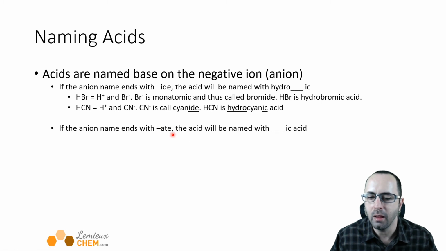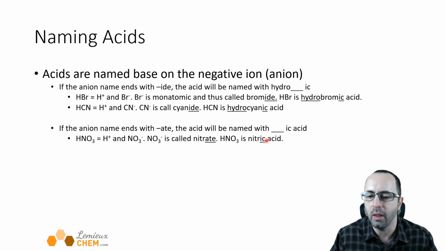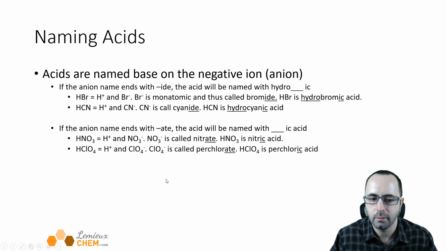If the negative ion's name ends with ate, so if it's a polyatomic ion that ends with ate, the name will end with ic acid. So HNO3 has the H plus ion and the NO3 minus ion. This is called nitrate. So HNO3 is called nitric acid. No hydro. Hydro is only if the anion's name ends with ide. HClO4 has the H plus ion and the perchlorate ion. The per stays here. The ate becomes ic in the acid name, and we call HClO4 perchloric acid.